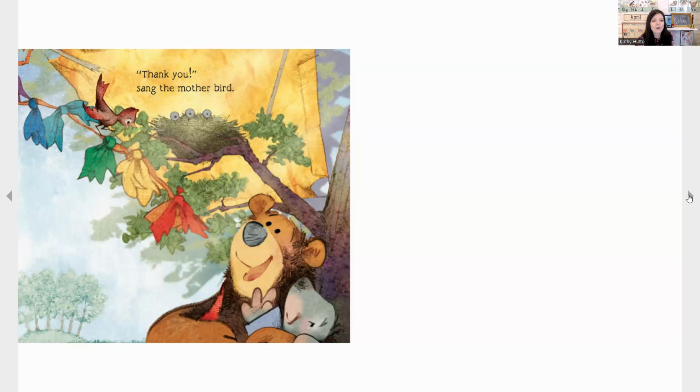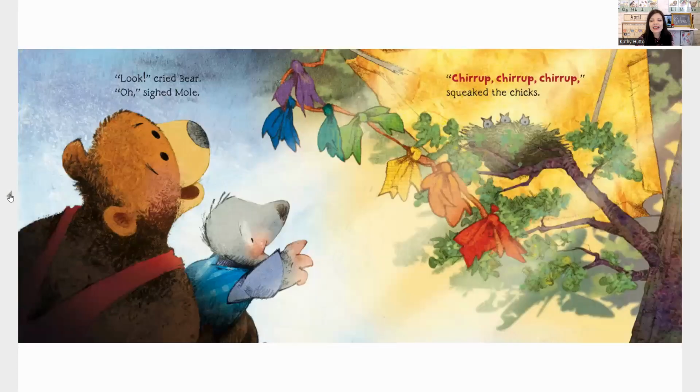Well, why did the mother bird say thank you? How did the kite help? The kite was like an umbrella. It was over the birds and they were not getting wet. That was very cool. So kites can be useful and wind can be useful.